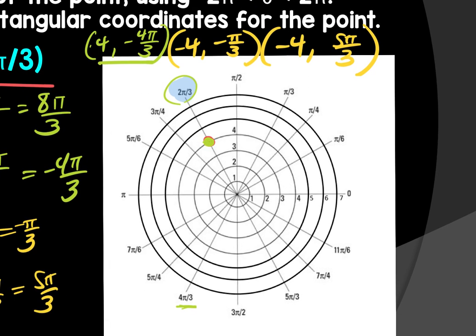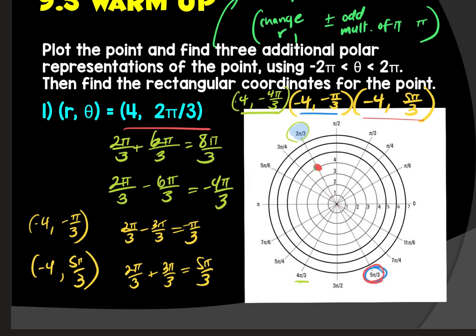If I wanted to graph negative 4 and negative pi over 3, negative pi over 3 is here at 5 pi over 3, but it's a negative r, so instead of going towards it, I go away from it. 1, 2, 3, 4, same coordinate point. And then if I wanted to graph negative 4, 5 pi over 3, I'd go to 5 pi over 3, 4th quadrant. Negative 4 says again, count away from it, and I overlap the same point. So if you did it correctly, they would all be plotted at the same point.